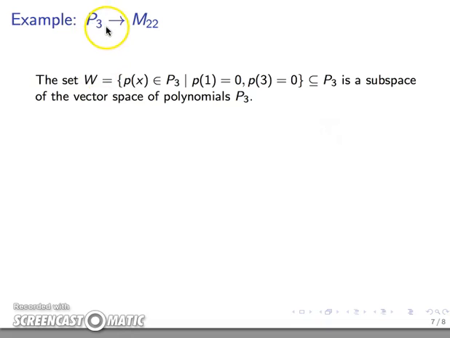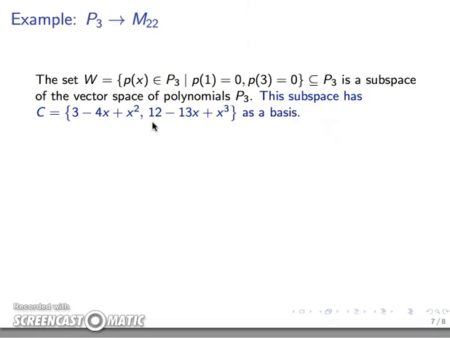So we consider a map from the polynomials of degree 3 to matrices with 2 rows and 2 columns, and then consider a subspace of P sub 3 given by polynomials of degree 3 that have roots at 1 and 3. A basis of this subspace is given by this set with these 2 polynomials.